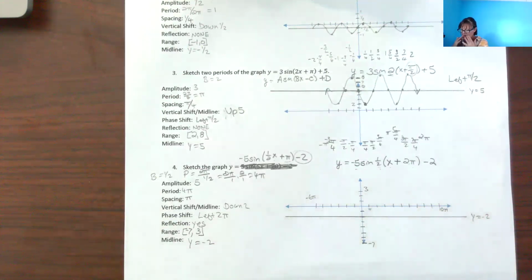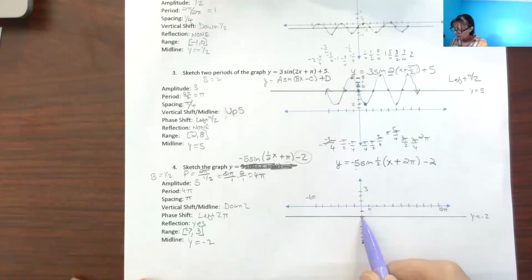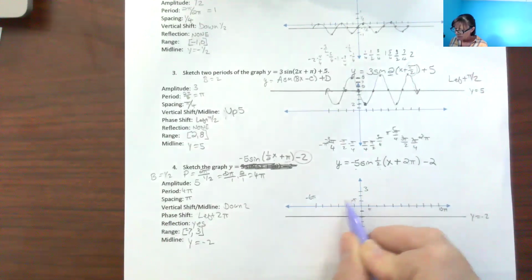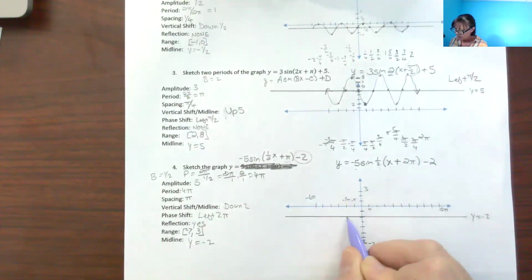So let's see, what else we got to do? I think we're pretty good. This is a sine graph. A sine graph starts in the middle, and the middle is at y equals -2. But the phase shift is to the left 2 pi. So we don't start at 0 here. We start at -2 because of the vertical shift. But we don't start at x is 0. We got phase shifted to the left 2 pi. So this is -pi. This is -2 pi. So this is where we start.